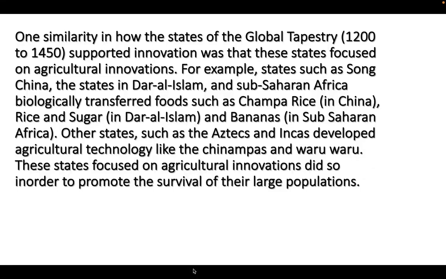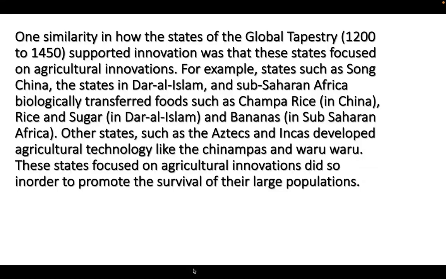For example, states such as Song China, the states of Dar es Salaam, and sub-Saharan Africa biologically transferred foods such as Champa rice in China, rice and sugar in Dar es Salaam, and bananas in sub-Saharan Africa. Now, if I'm reaching for a little bit deeper analysis, for example, a higher grade, other states, such as the Aztecs and the Incas, developed agricultural technology like chinampas and waru.